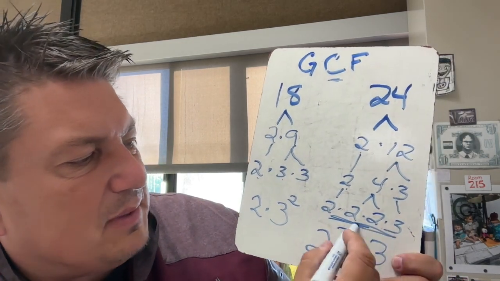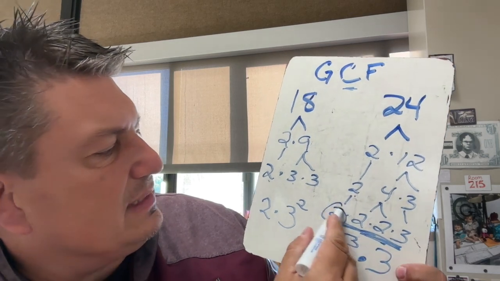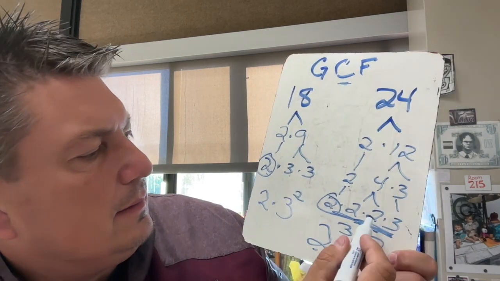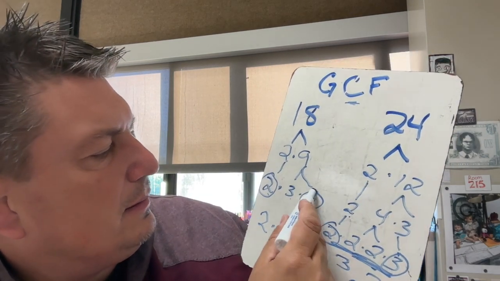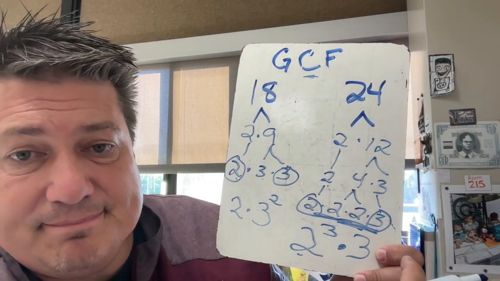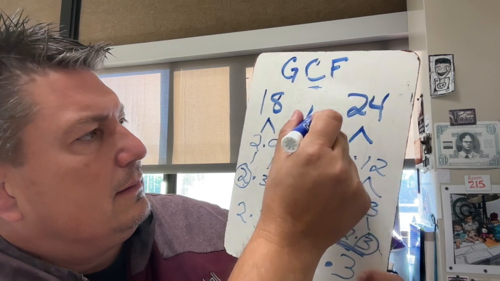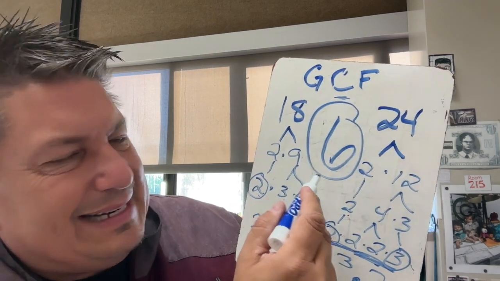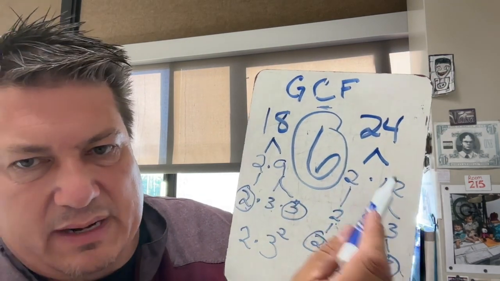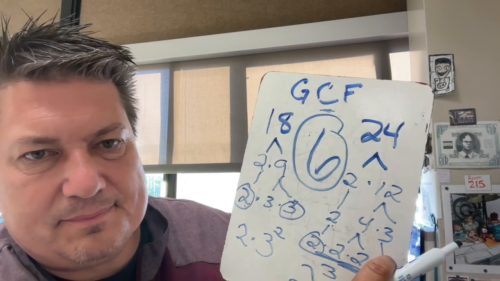When we look at this part, a 2 is in common, a 3 is in common, and that's it. 2 times 3 is 6. My GCF, my greatest common factor between 18 and 24, is 6.